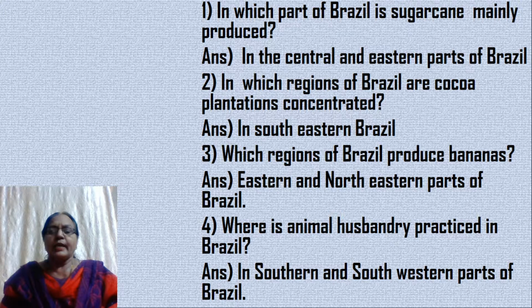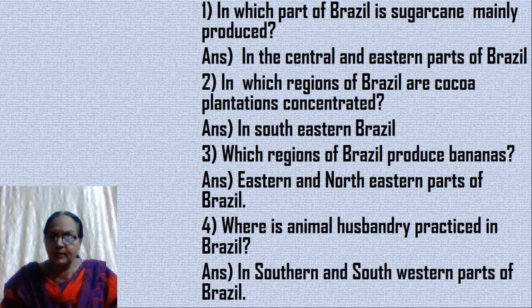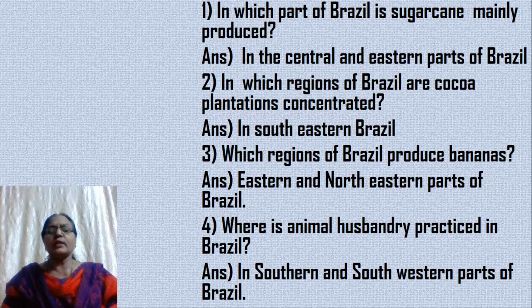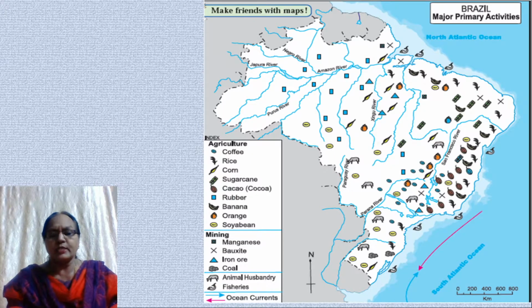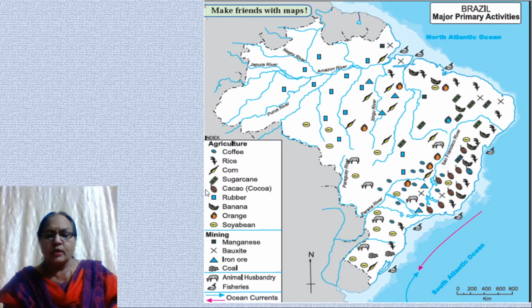So in which part of Brazil is sugarcane mainly produced? Sugarcane is mainly produced in the central and the eastern parts of Brazil. Second, in which regions of Brazil are cocoa plantations concentrated? So this is a symbol for cocoa. So cocoa, you have it here. Can you see? This is cocoa. So again, along the eastern part. So northern and eastern part.